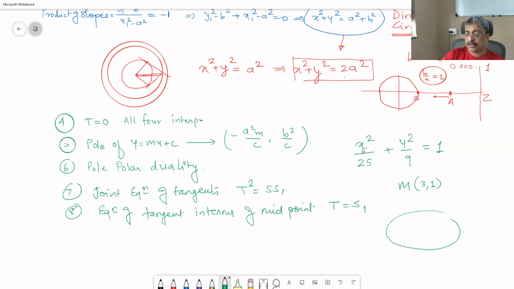This is the ellipse, 5, 3. The length of the minor axis is 2 times b, which is 6. This is 6, and this is 10. Then the point is somewhere here. And we want an equation of the chord such that that point is the middle.